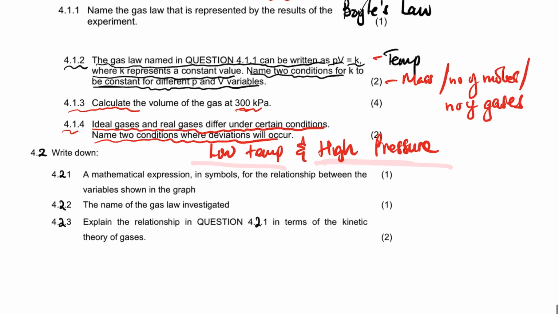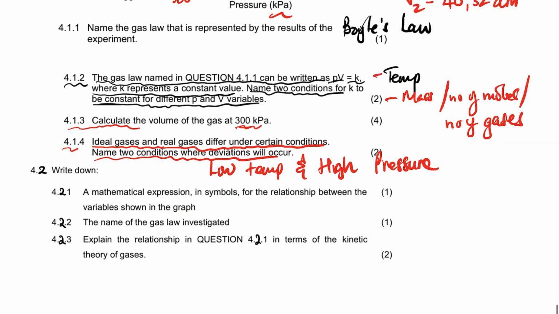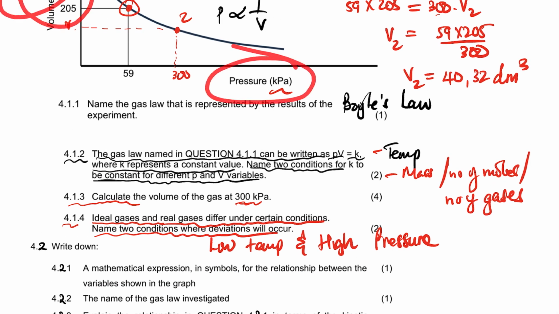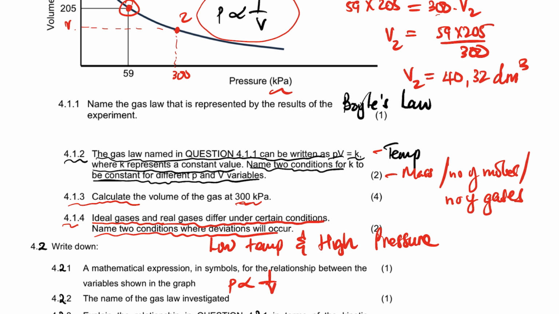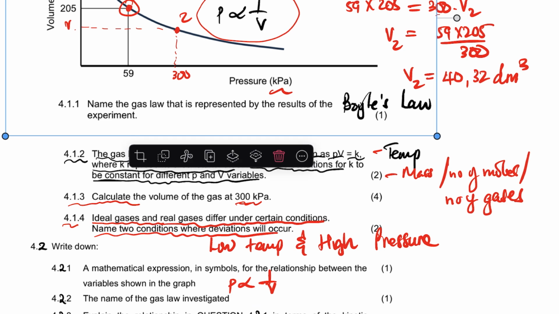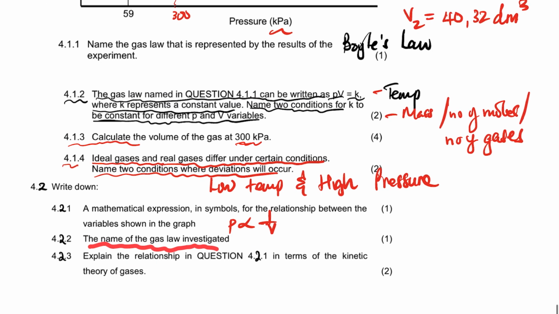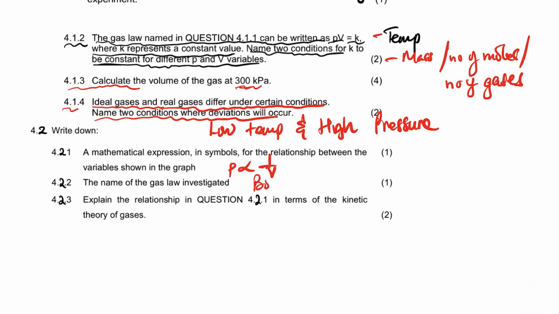Now in 4.2, it says write down the mathematical expression in symbols for the relationship between the variables. What is the mathematical relationship between these two? Let me write the answer here. P is inversely proportional to V. When they say mathematical relationship in symbols, guys, it has to be this. Now it says name the gas law investigated. We already mentioned that. It's Boyle's law.